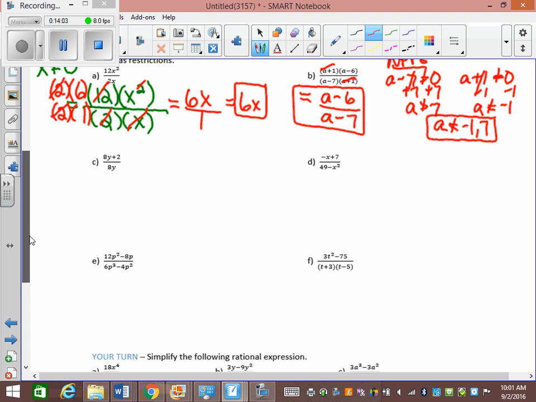C. I have 8y plus 2 on the top, so the binomial, 2 terms, and then 8y in the denominator at the bottom. Okay? First thing I ask myself is GCF or difference of squares. So in the numerator, the top, 8y plus 2. Can I take anything out? 2. Can I cancel it off? No. The only way is to take it out of the top and the bottom, right? So I get a 2, and then 8y divided by 2 is 4y.